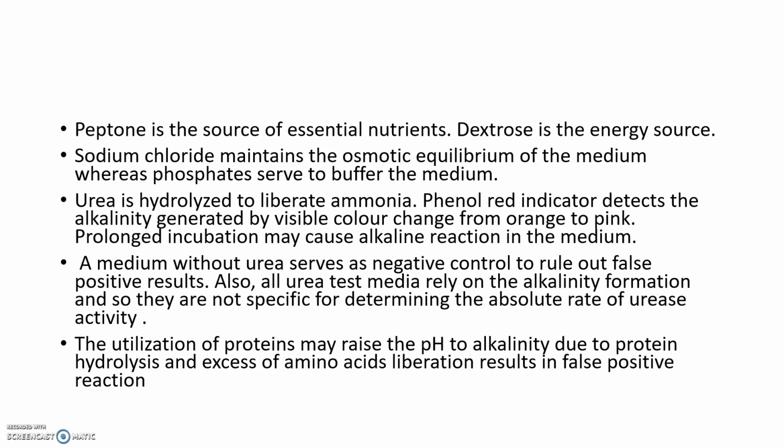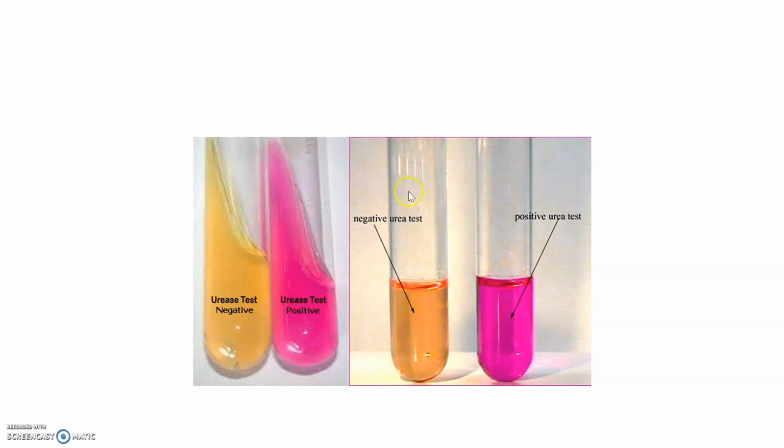Also, urease tests rely on alkalinity formation. They are not specific for determining absolute rate of urease activity. Utilization of proteins may raise the pH due to the protein hydrolysis, and excess of amino acid liberation results in false positive results. So, whenever the proteins are utilized, the pH can be raised, which may result in alkalinity. This is the reaction. Negative test will appear as this color, positive pink in color.